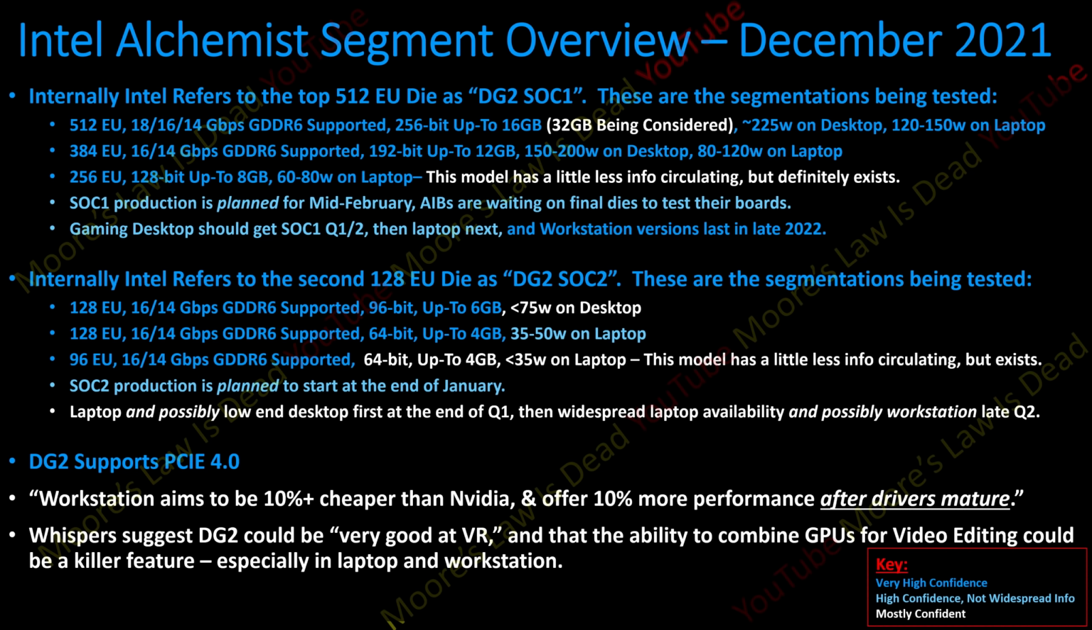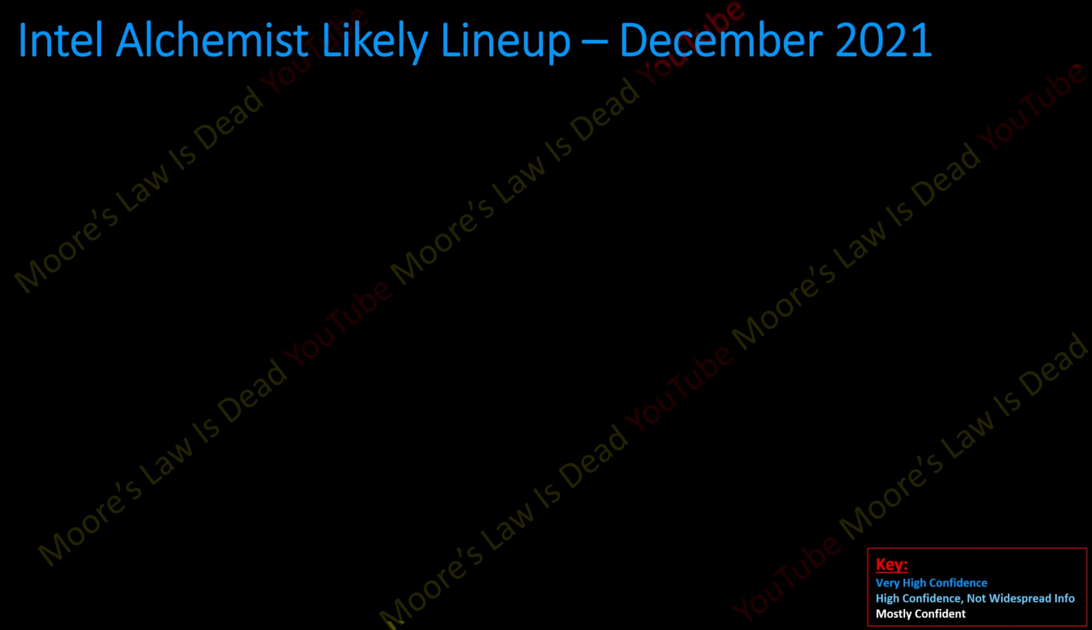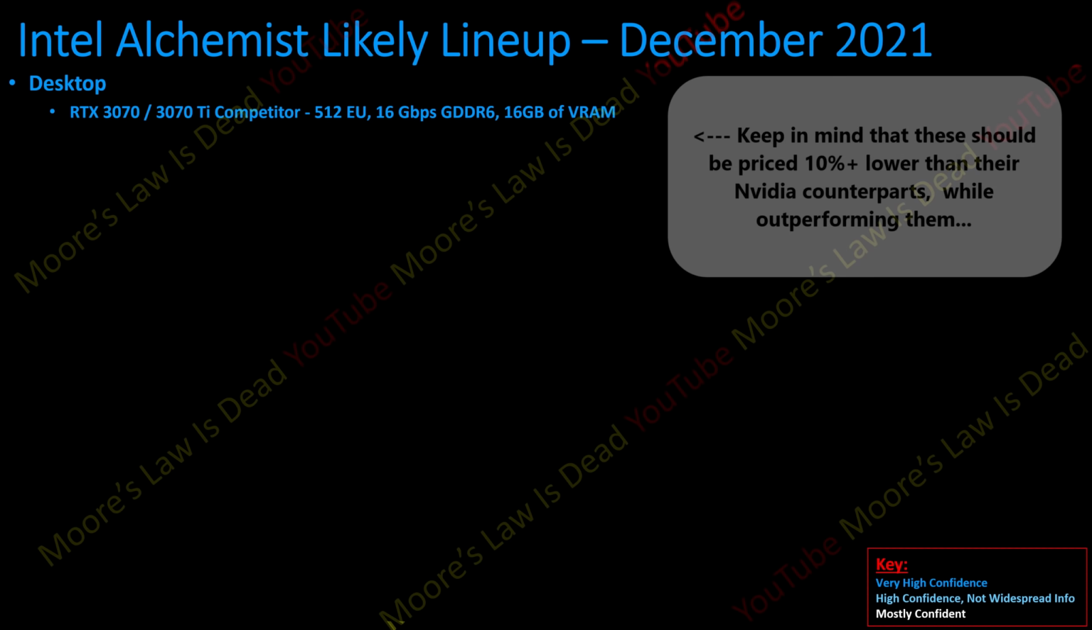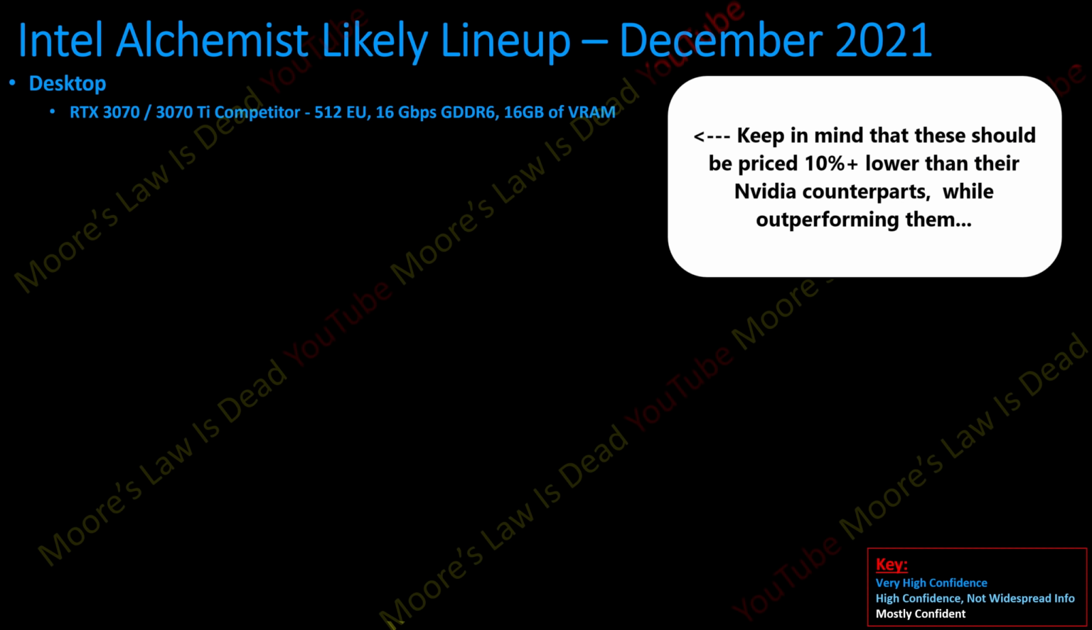professional variants. But anyways, let us move on to the likely lineup here. So on desktop, RTX 3070 or 3070 Ti competitor. Remember, the 3070 Ti is like 9% better than the 3070, so it's not a big gulf there. If it overperforms, it'll be around a 3070 Ti, and if it underperforms, it'll be at a 3070. And that's that model that we've heard of forever with those specs. I'm really not going to dwell on it.